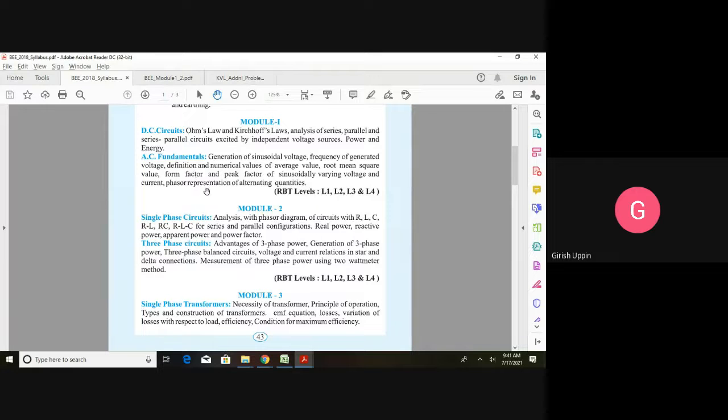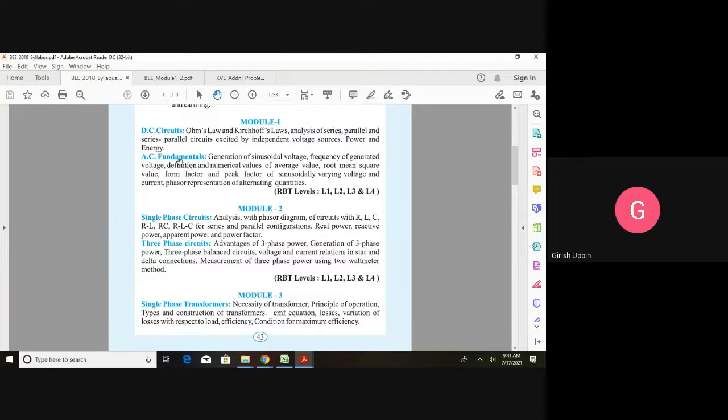Next is AC fundamentals. In AC fundamentals, we will learn what alternating quantities are, and how we generate them, the generation of a sinusoidal voltage. So the important topics here are Ohm's law and its limitations, Kirchhoff's law, the characteristics of series and parallel circuits, and the definitions of power and energy, and in all places, equations and diagrams.